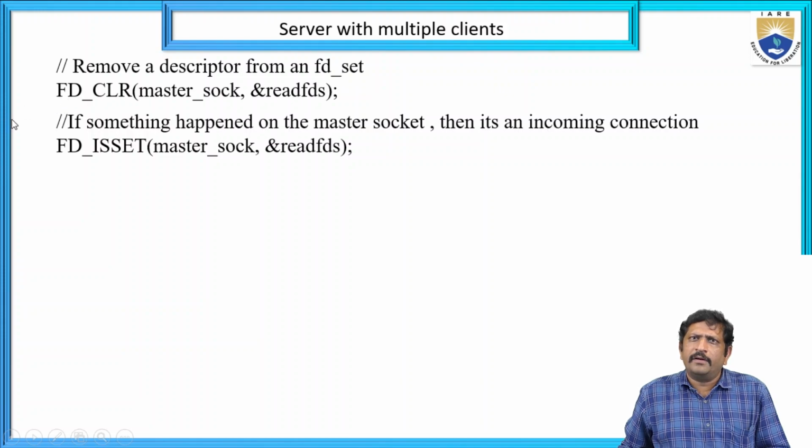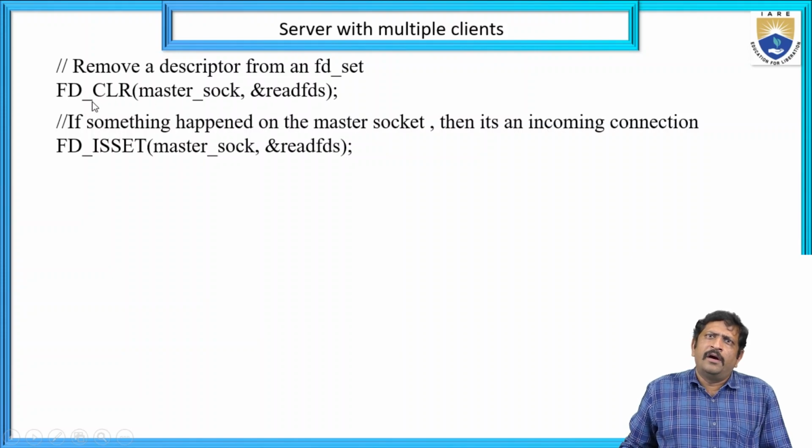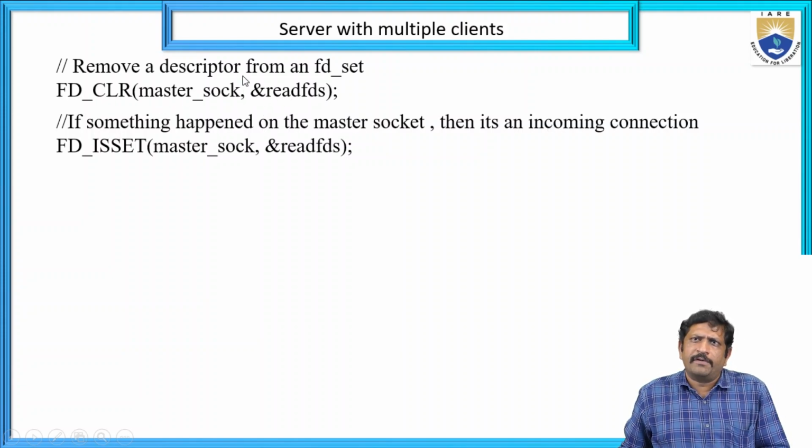By using the command FD_CLR, FD_CLR(master_socket, &readfds), we can remove descriptors from the FD set. If something happened on the master socket, then it is an incoming connection. Here we use FD_ISSET with master socket and &readfds.